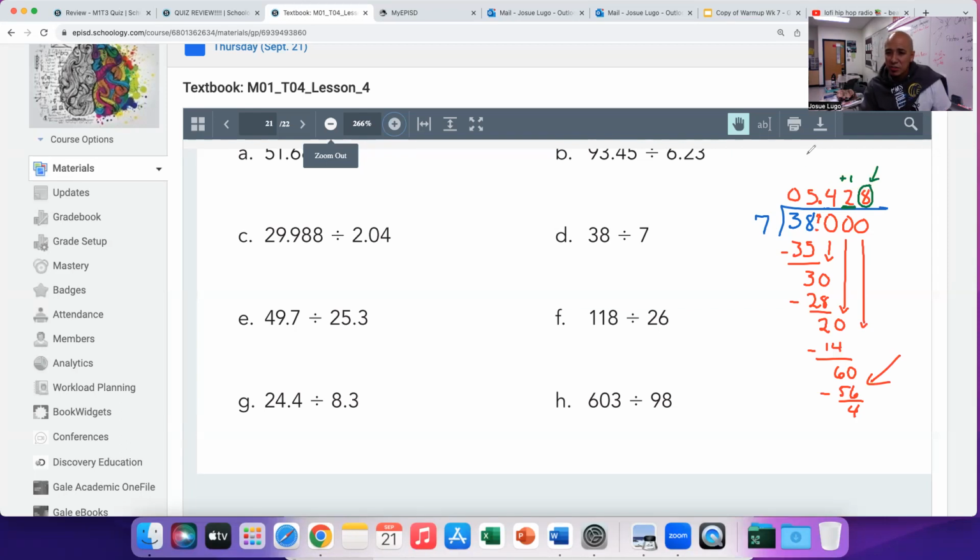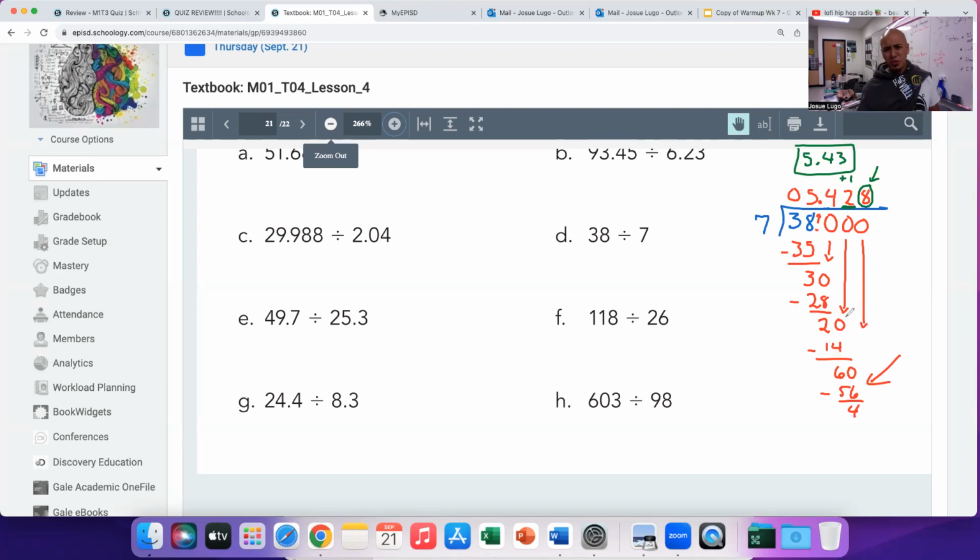So, guys, my final answer is going to be 5 and 43 hundredths, because we rounded to the hundredths place. So, again, I don't have to keep going. Once I figured out that my third digit was going to be more than 5, I rounded up, and that gave me 5 and 43 hundredths.